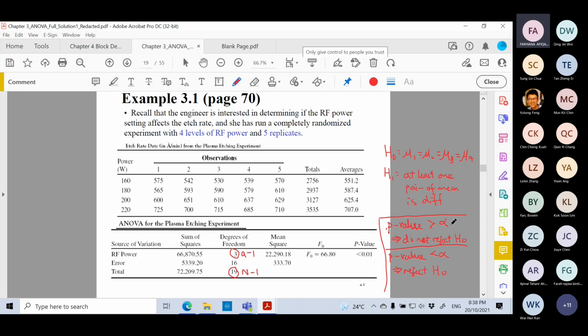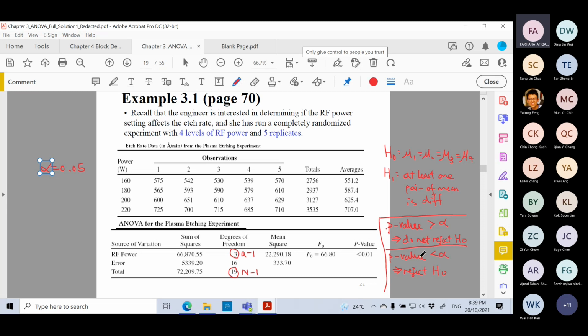So in this scenario here, I do not give you the alpha. Alpha is just the error, because when you carry out any hypothesis testing, you need the error. Let's say we set alpha as 5%. We allow for an error of 5% when we carry out the hypothesis testing. As you observe here, in the ANOVA table, they already calculate the p-value for you. The value is less than 0.01. If we compare with alpha, we can see that alpha is larger than the p-value.